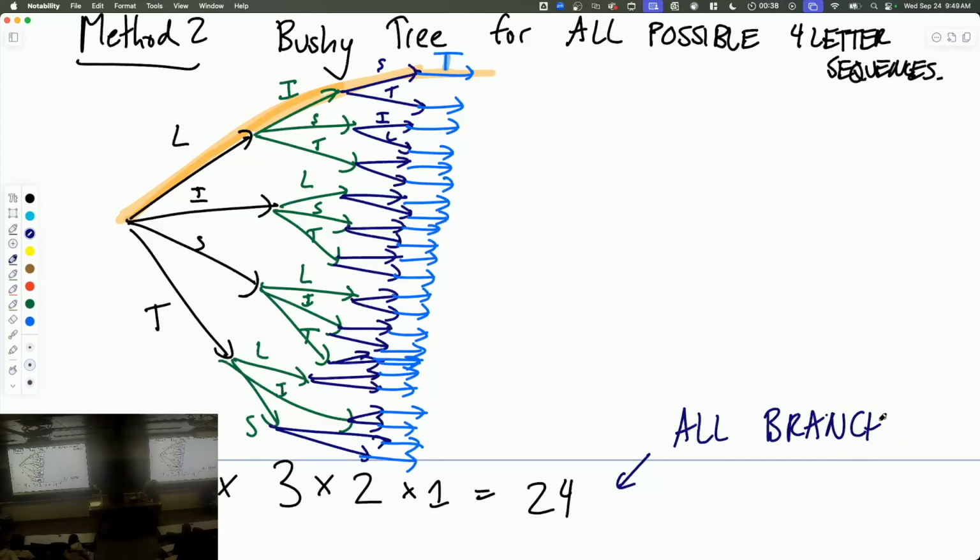Branches are equally likely. So there's 24 of them, and so they're each chance 1 out of 24. Okay. So what have we done so far?